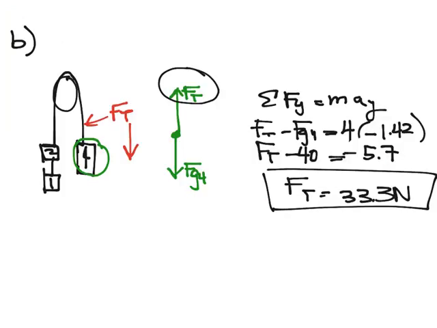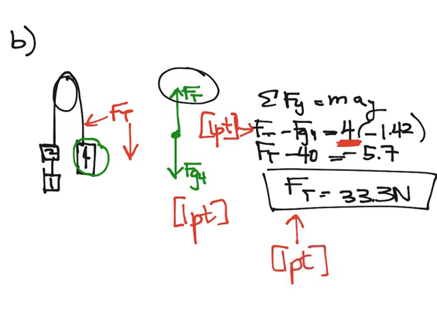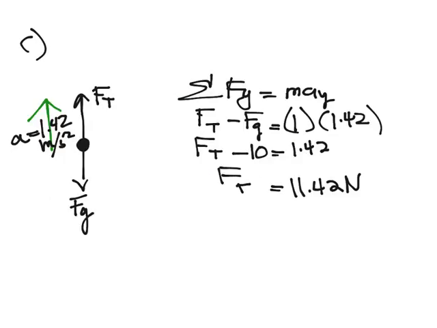In part B, give yourself 1 point for this force body diagram. Give yourself 1 point for following it and only using the 4 kilograms as your mass. Like this line right here, this is 1 point, and then 1 more point for the final answer.